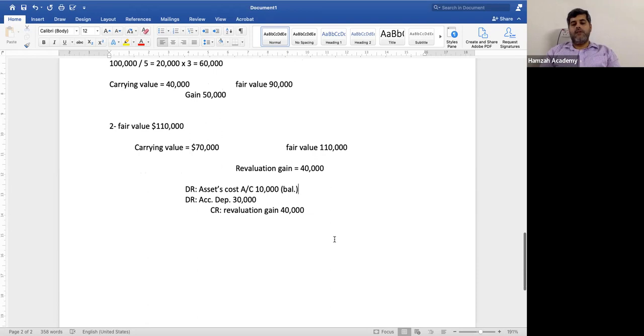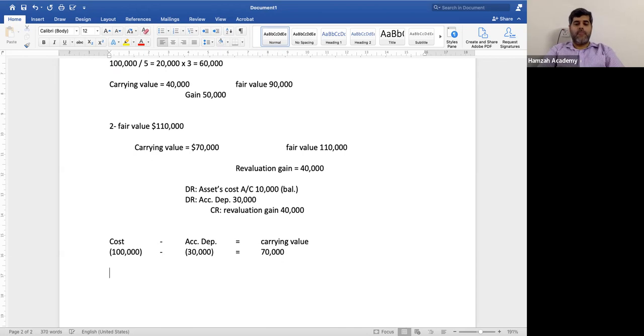Done. Now, if I look at the statement, the cost minus accumulated depreciation is equal to carrying value. The cost was 100,000. Accumulated depreciation was 30,000. So I had the carrying value of 70,000.